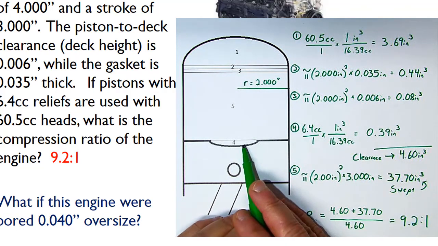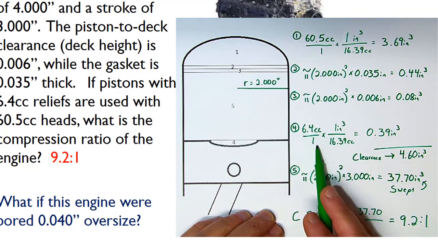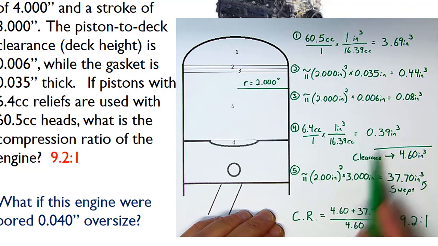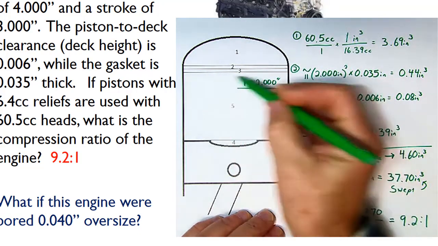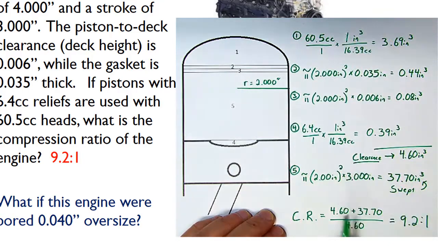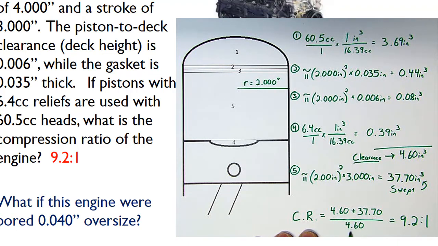And then we took volume 4, which was our piston relief. That was 6.4 cc, and we just converted it over to cubic inches. We got 0.39. Those are our 4 small volumes. We added those up to get 4.60 cubic inches. That is our clearance volume. Volume 5, the big one in the middle, that is our swept volume that we use to get displacement, pi times the radius of the bore squared times the stroke, and that turned out to be 37.70. Your compression ratio is clearance plus swept divided by clearance, which turned out to be 9.2 to 1.